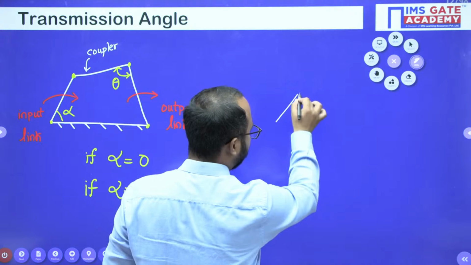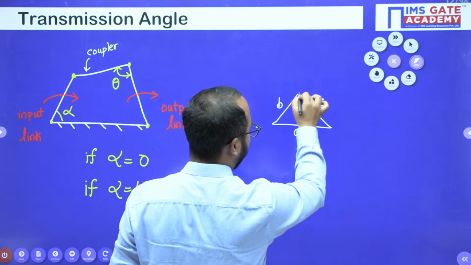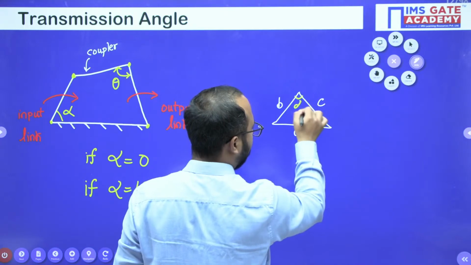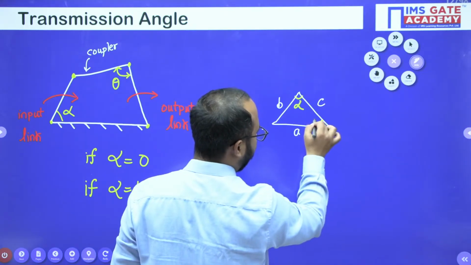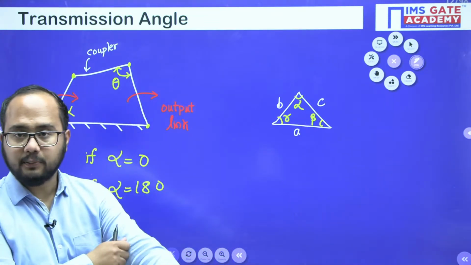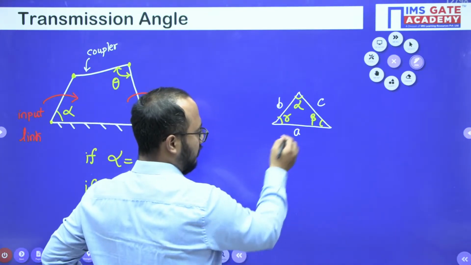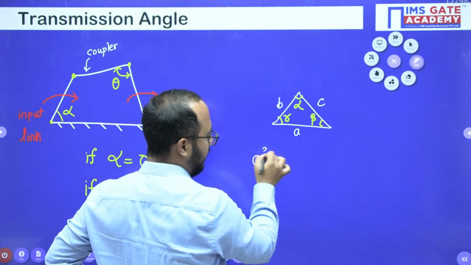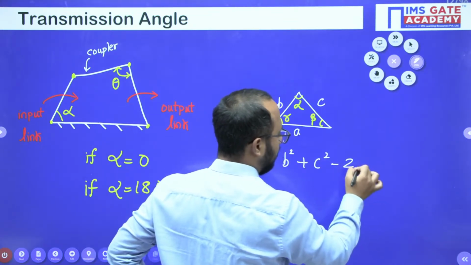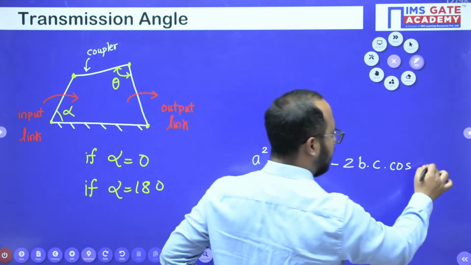Now let's suppose this is a triangle you are having, this is A, this is B, this is C. A is the side and opposite to side A the angle is alpha, opposite to side B the angle is beta, opposite to side C gamma, right? Now if I consider the side A, then A square can be written as B square plus C square minus 2 into B into C cos of the angle opposite to A, which is alpha. So we'll write alpha here.